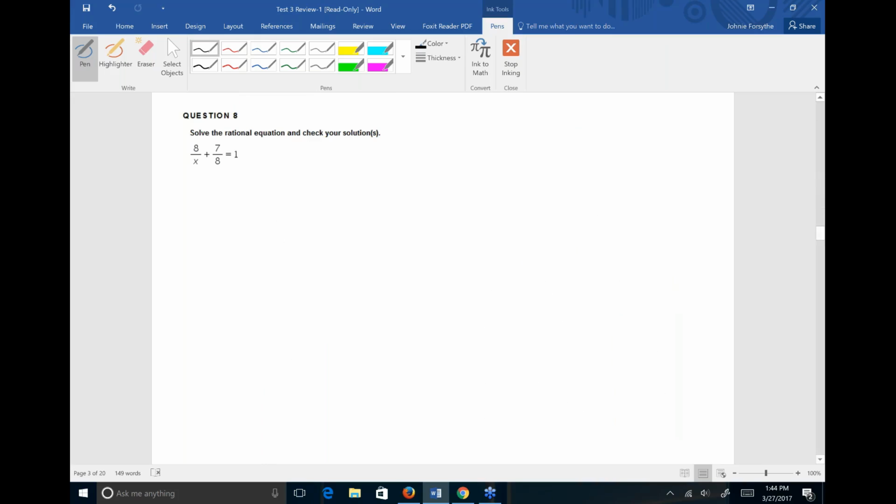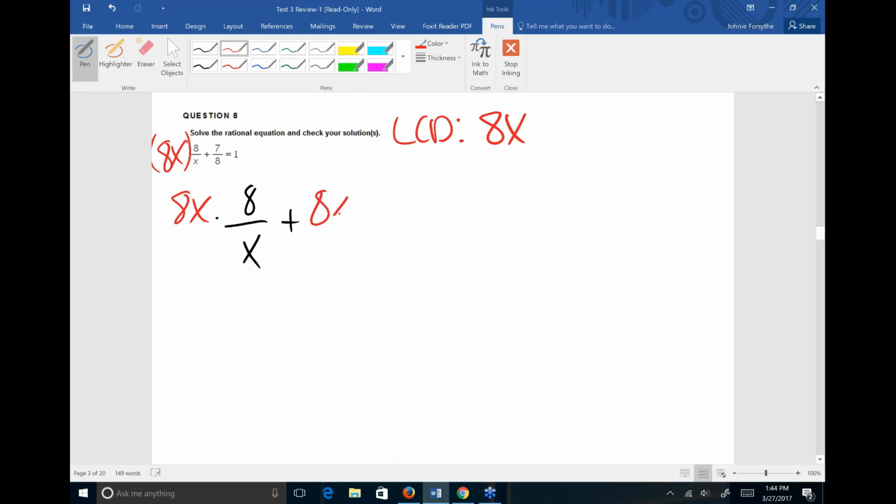Solve the rational equation and check your solutions. So check for extraneous solutions. Again, it's another problem where we want to multiply by the least common denominator. So we have x and 8. If we multiply those together, our LCD would be 8x. So we want to multiply everything by 8x. So we'll have 8x times 8 over x plus 8x times 7 over 8 equals, don't forget to multiply here, 8x times 1.